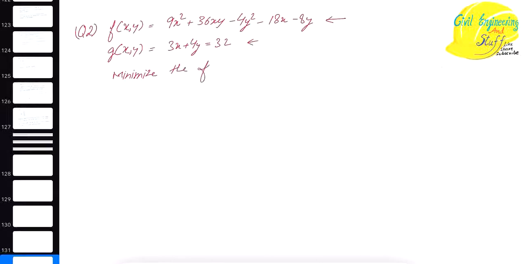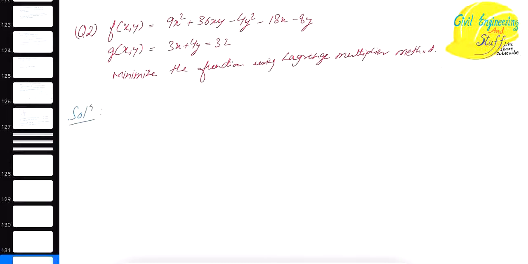the function. We have to minimize the function using the Lagrangian multiplier method. Okay, we have to minimize the function using the Lagrangian multiplier method. Okay, so let's solve it.